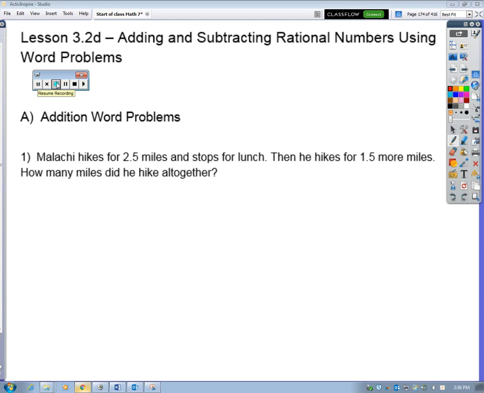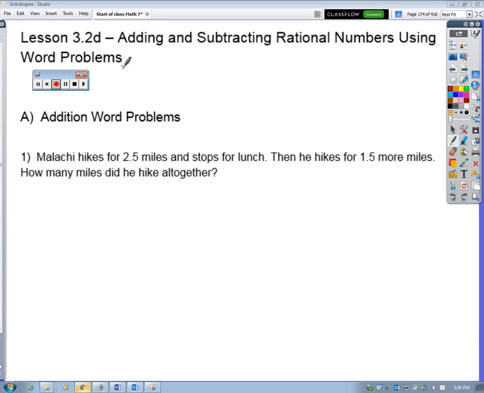Alright, my math friends, we are moving on in Chapter 3. We have the last part of Chapter 3.2. We're going to be looking at adding and subtracting rational numbers using word problems. Okay, so some decimals and some fractions in word problems.